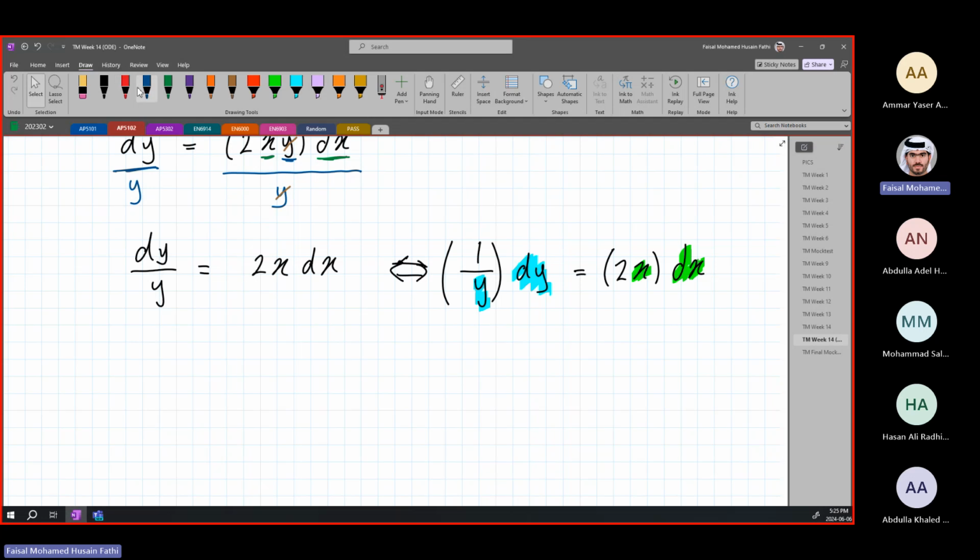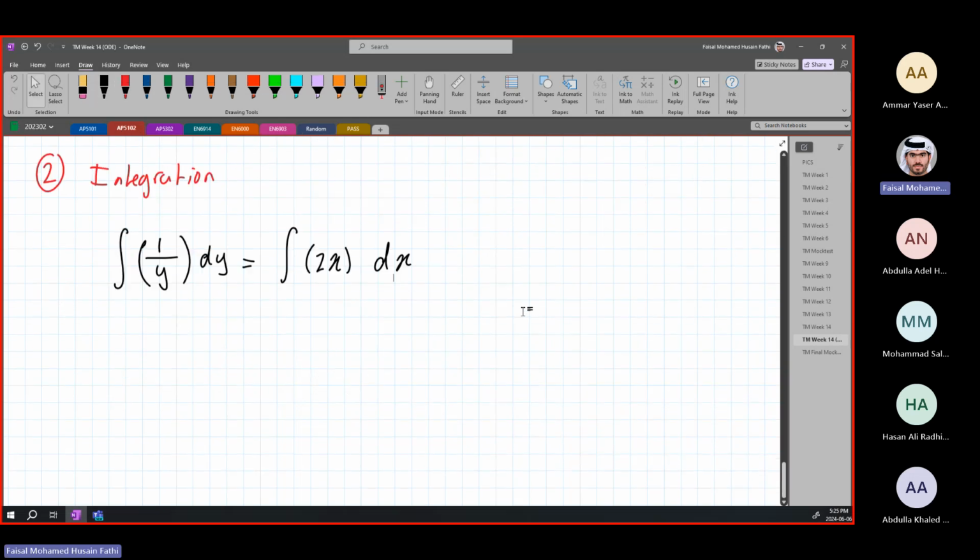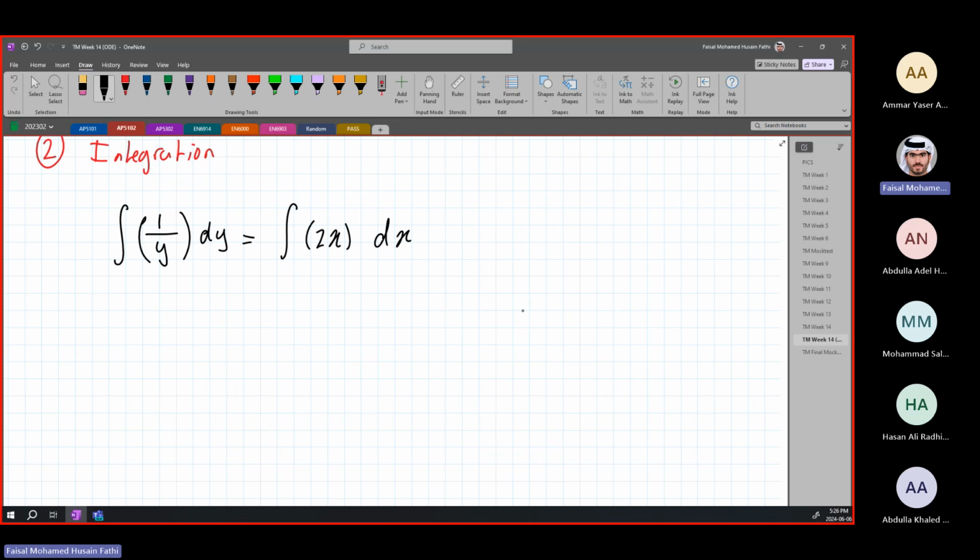How would we solve? Our second step is integration. So now we have to integrate both sides. So the first one will be the integration of 1 over y dy is equal to the integration of 2x times dx. The integration of 1 over y is ln absolute y is equal to the integration of 2x dx.